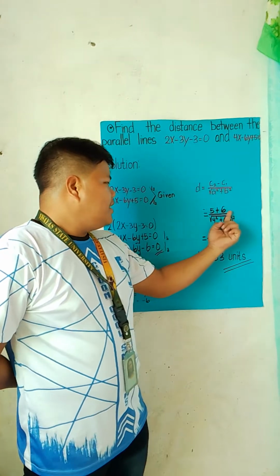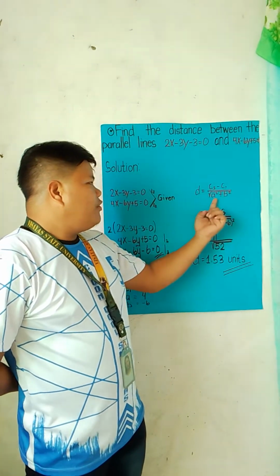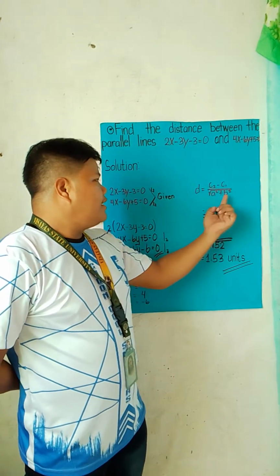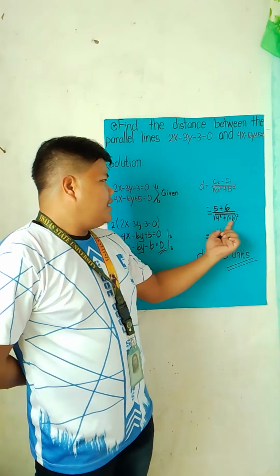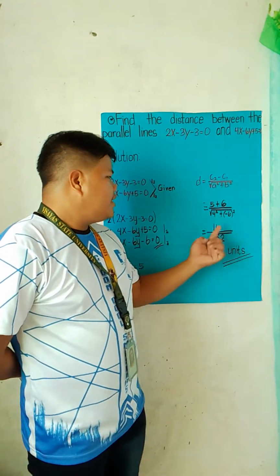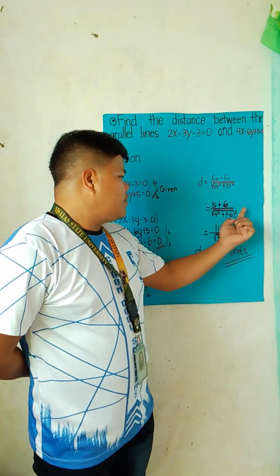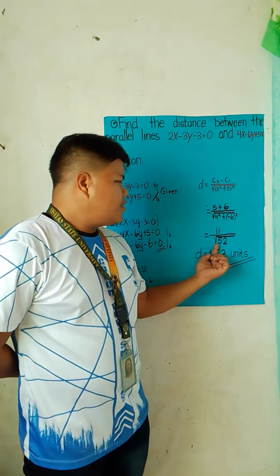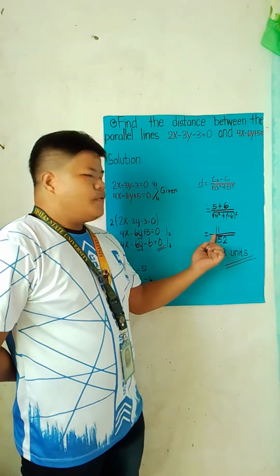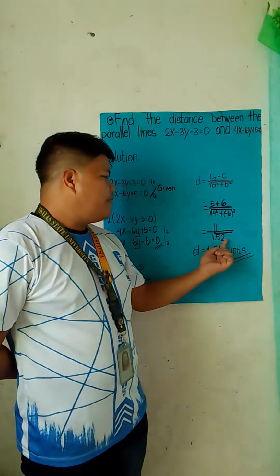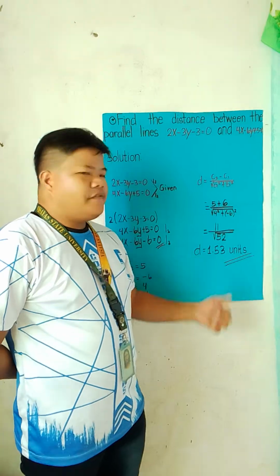5 plus 6 is equal to 11, and the value of a is 4 and the value of b is negative 6. So 4 squared plus negative 6 squared will result in the square root of 52. So 11 divided by the square root of 52 is 1.53.